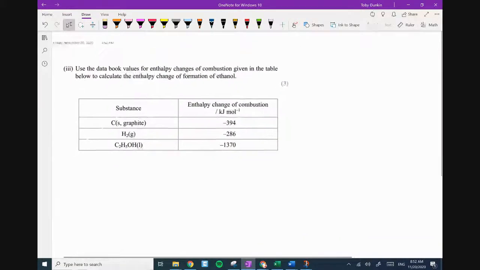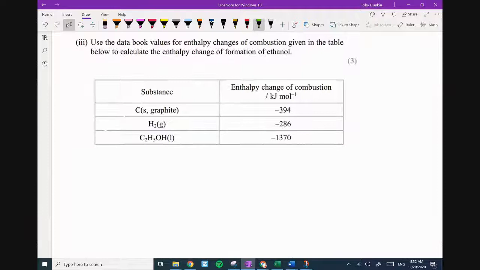So the first challenge of this question is I need to create that equation. That's one of the reasons it was nice that we did an exercise in the lesson.